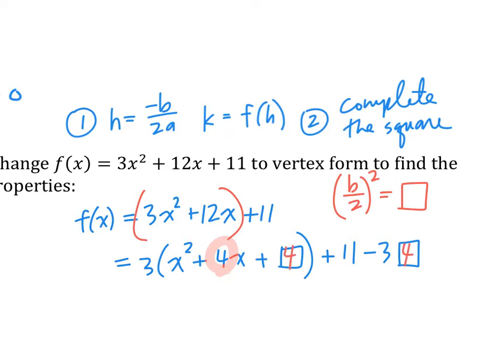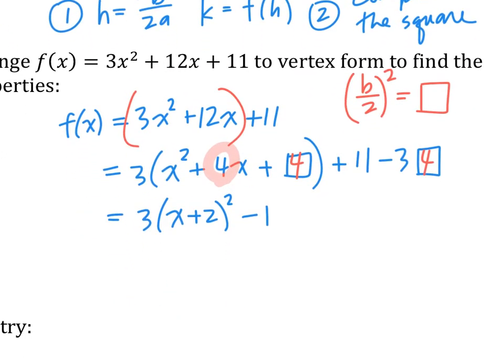The last thing you're going to do is factor and simplify. 3 times x plus 2 squared, that's going to be minus 1. This is an easy one to complete the square.